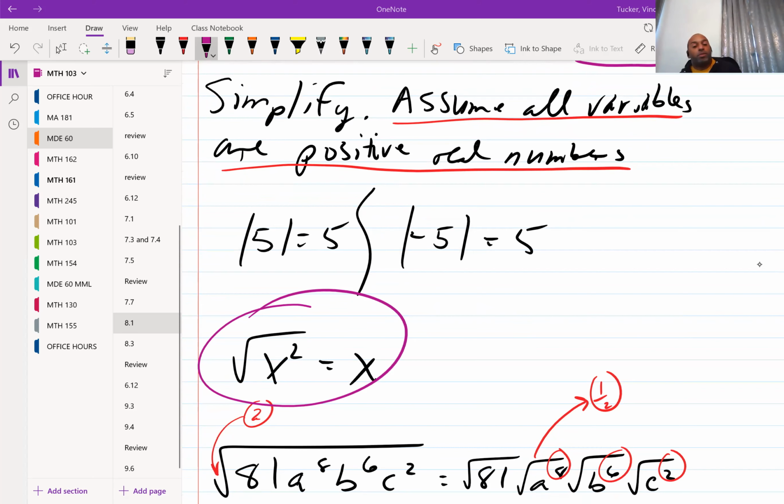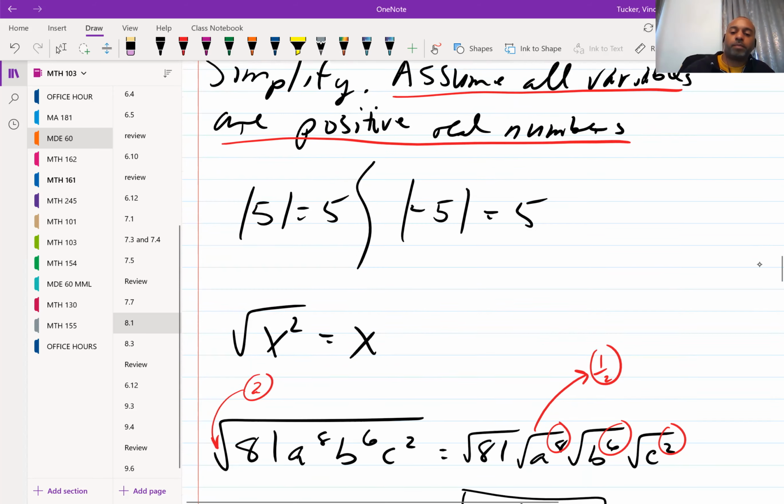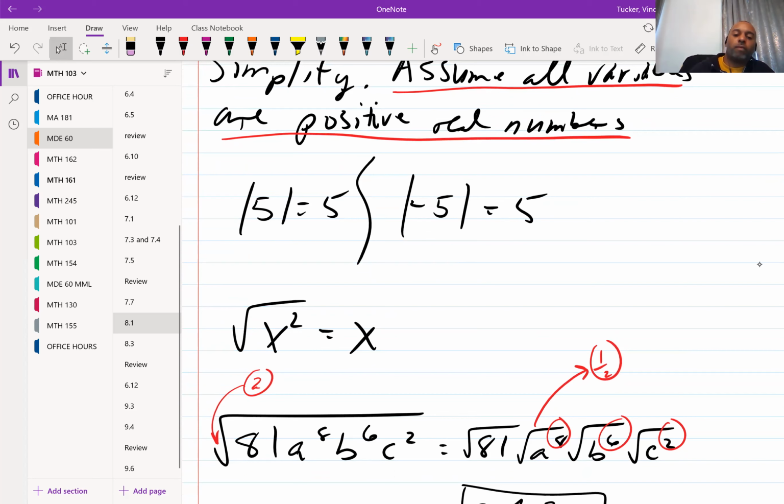So now what we're doing is when we take the square root of x squared, it's just going to be x. All right. So we have the square root of 81, a to the eighth, b to the sixth, c to the second power.